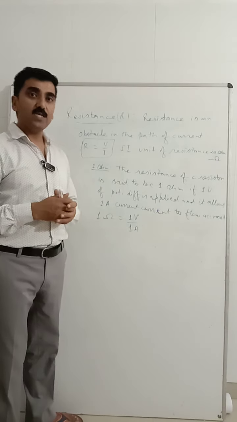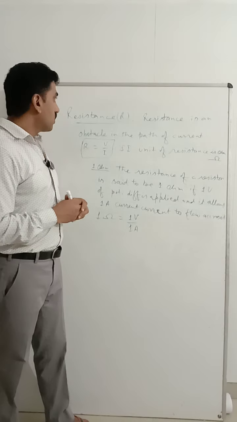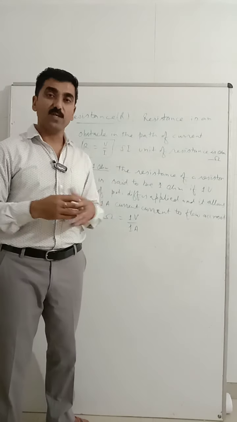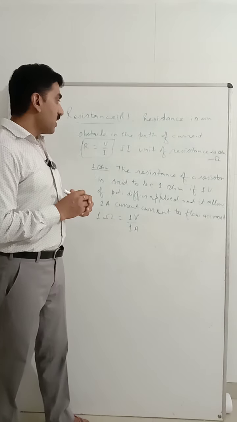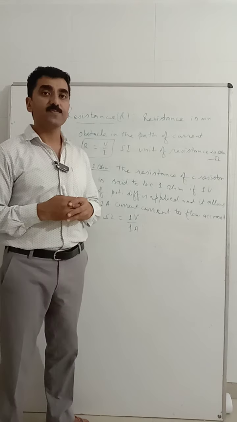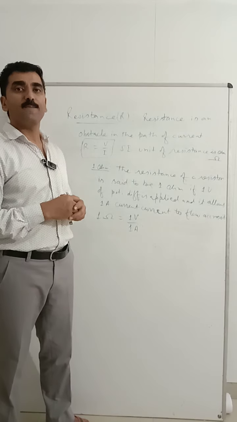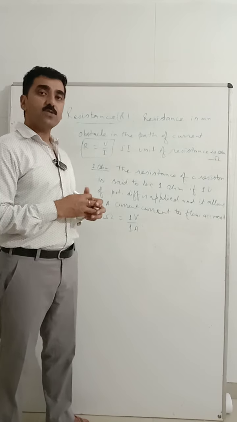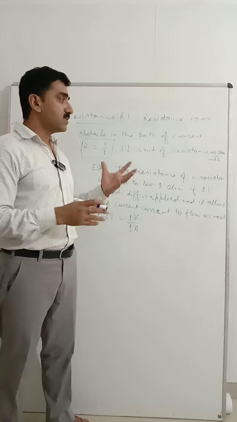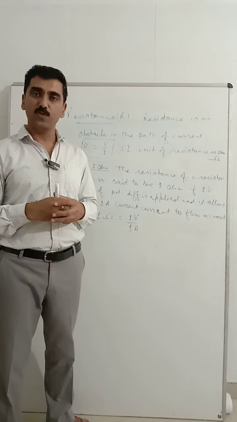How does resistance depend upon various factors? What is resistivity, or specific resistance, the same thing? How does it depend upon the length of the conductor and the area of the conductor? What are the various numericals we can solve with this, and how are resistances connected in series and parallel? There are so many numericals and several types of circuits. This I will discuss in the next video.